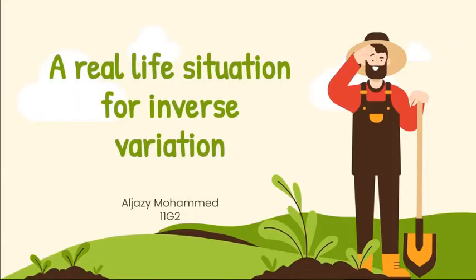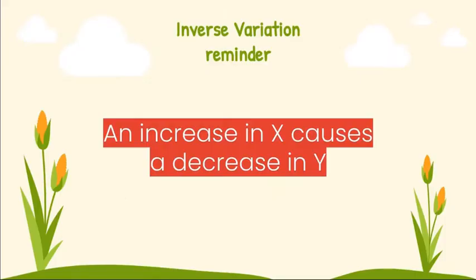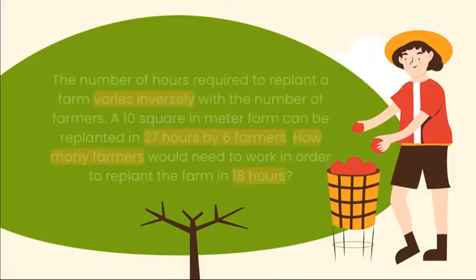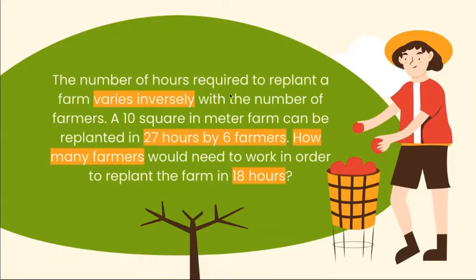A real-life situation for inverse variation by Al-Jazi Muhammad. Inverse variation reminder: an increase in x causes a decrease in y. The number of hours required to replant a farm varies inversely with the number of farmers. A 10 square meter farm can be replanted in 27 hours by 6 farmers. How many farmers would need to work in order to replant the farm in 18 hours?